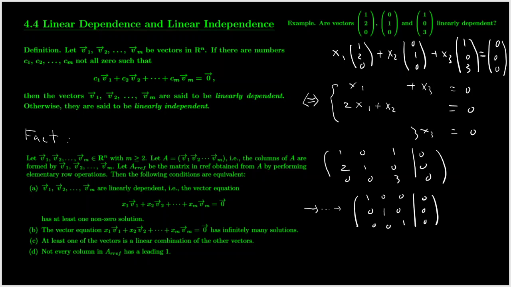Now, anybody want to tell me, is the system having a unique solution or many solutions? Or no solutions? There's no way for a homogeneous system to have no solutions. So this is the case, the system has one and only one solution. Every column to the left of the bar has a leading one. So the system has a unique solution. Okay. So the vector equation has a unique solution.